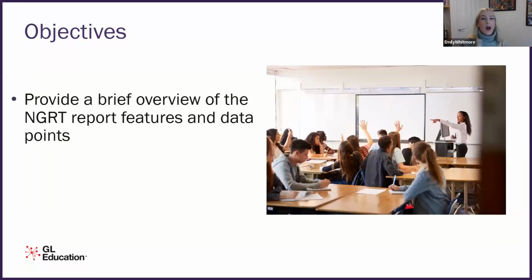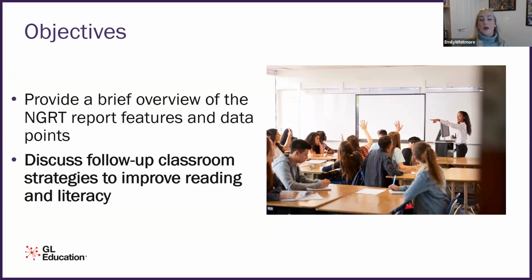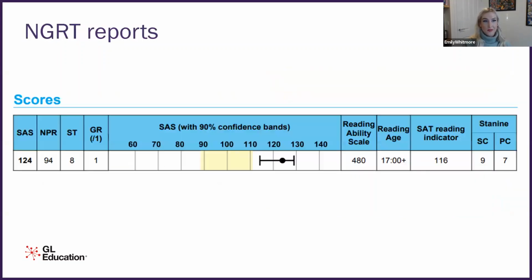For today, I'm going to operate on the assumption that those listening are already familiar with our NGRT and are using it in the classroom already. So I'm going to provide a very brief overview of the NGRT report features and data points, but more importantly, I'm going to discuss follow-up classroom strategies to improve reading and literacy. Because in my consultations with schools around the world, this is the big question I'm getting with the NGRT. Not so much, how do I understand these data points on the report, but, what can I do next? What can I do in the classroom to ensure that reading and literacy outcomes are improved for my students?